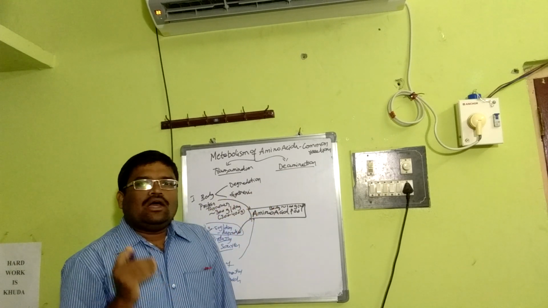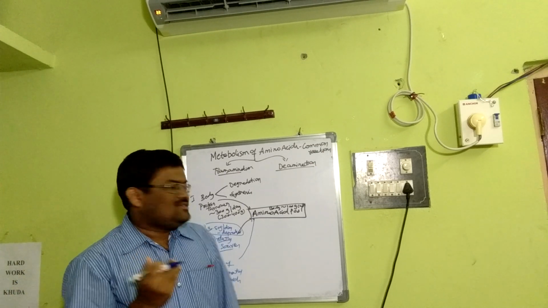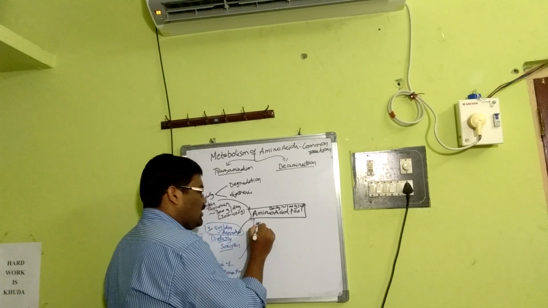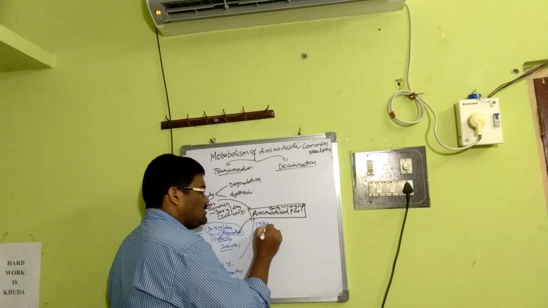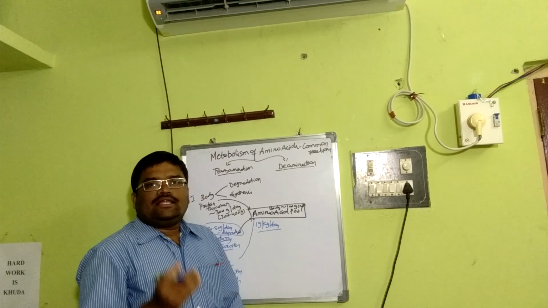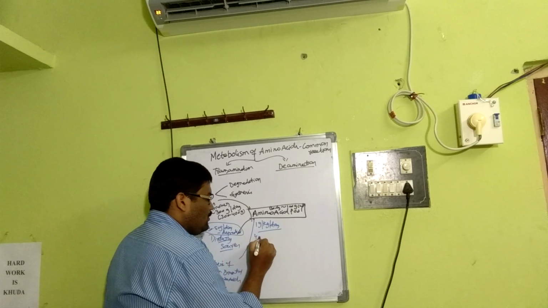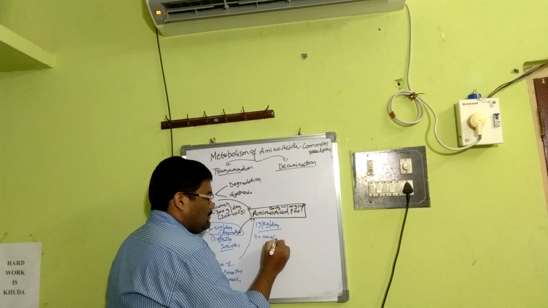The recommended level of protein intake is 1 gram per kg per day. In most countries, the daily protein intake in an adult is 40 to 100 grams per day.